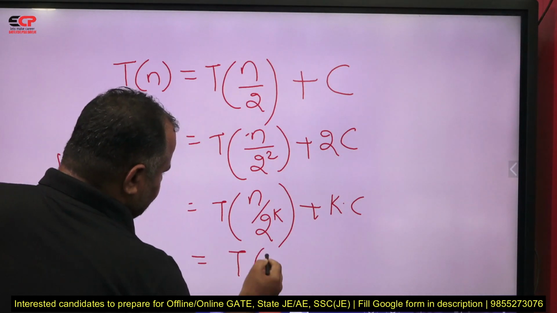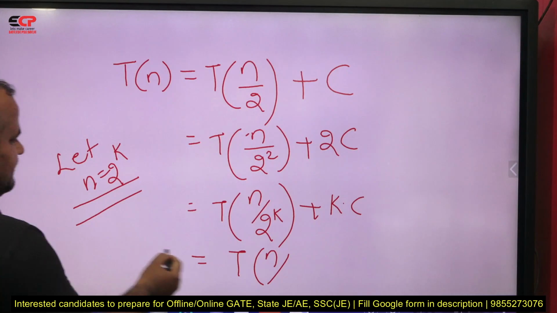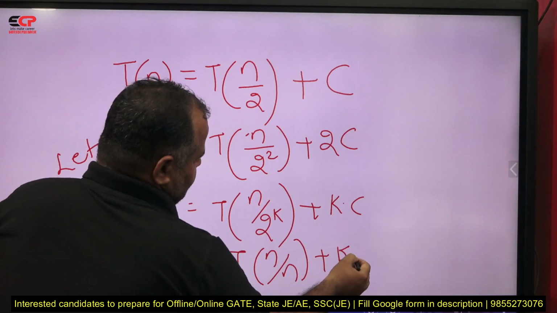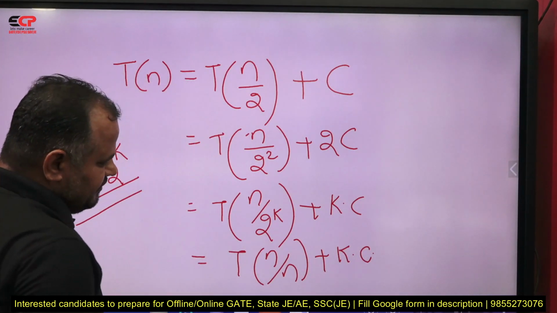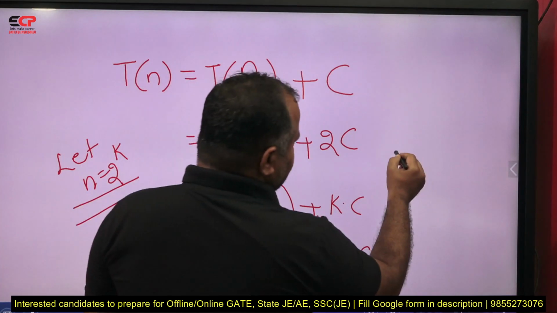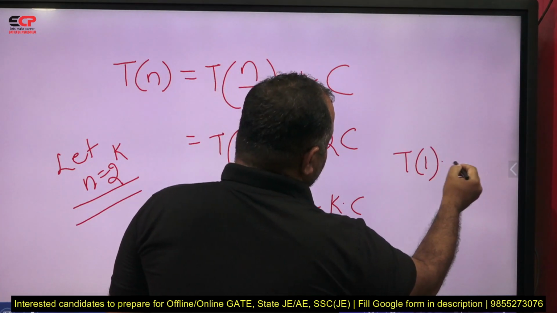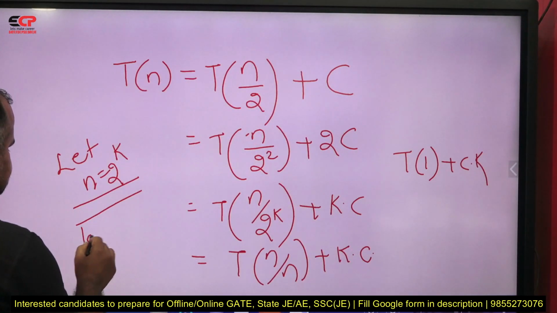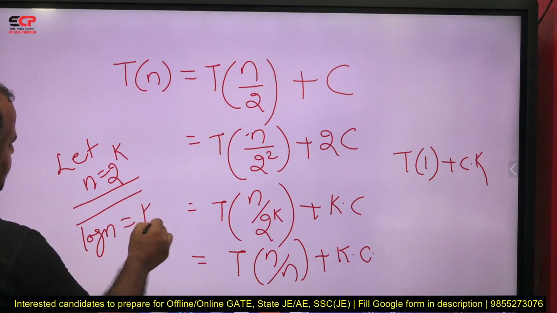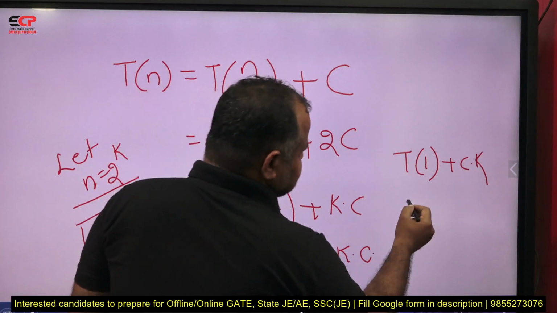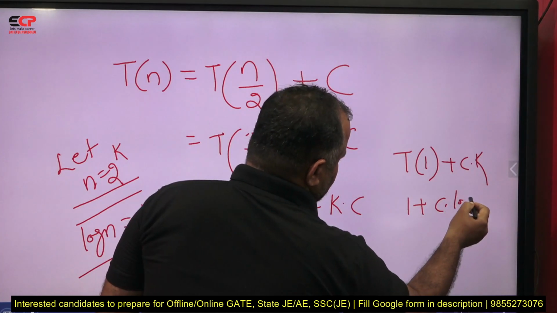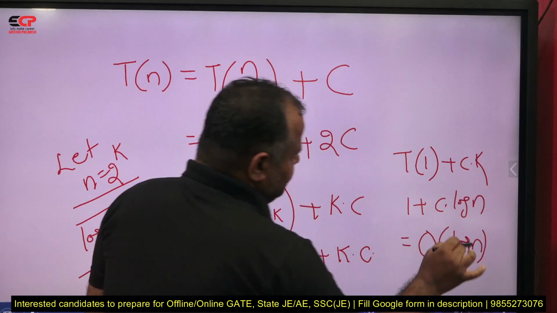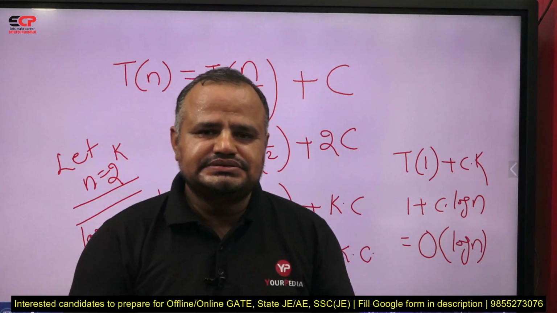So this is going to be T of n by n plus kc, if I put 2 to the power k as n. Fine. So T of 1, that is n by n is 1, T of 1, as I know, is the base condition, which is going to be 1 plus c dot k. If I find the value of k, take the log both sides, so log n becomes k. So the value of k is log n, so I can say 1 plus c dot log n, which is going to be big O of log n. Fine. That is a simple case. That is the logic of binary search.